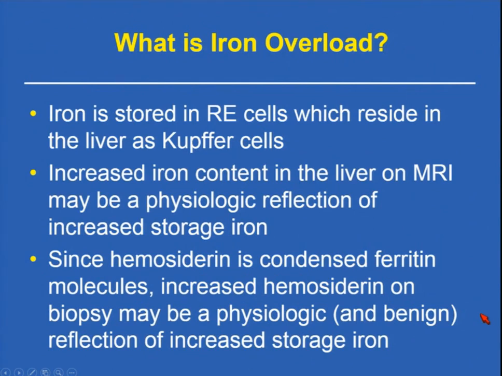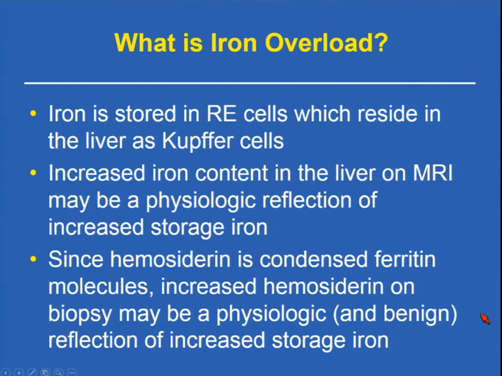As we mentioned, iron is stored in the RE system, which resides in the liver in particular as the Kupffer cells. Increased iron content in the liver on MRI studies, which has been a recent finding, may be a physiologic reflection of increased storage iron in the places where it actually belongs, namely the RE Kupffer cells, and not necessarily spilling over to the hepatocytes where it may actually produce liver damage or functional abnormalities of the liver.